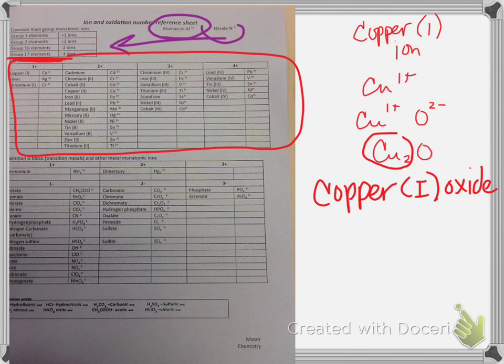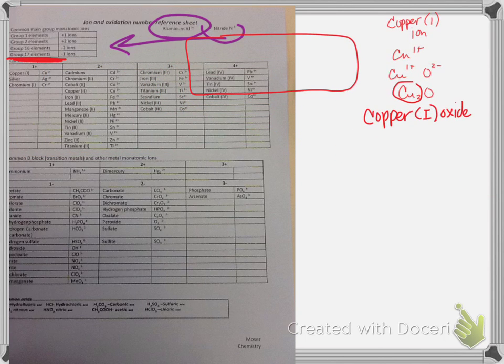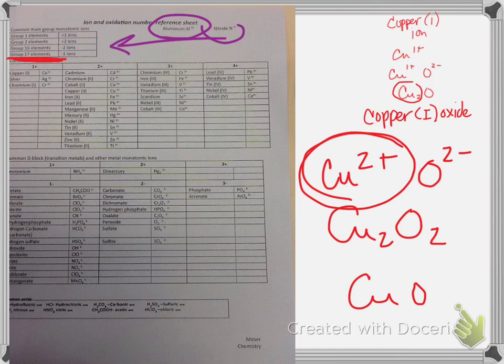So this is copper 1 oxide. Well, what if I had a compound made out of copper 2 ions, Cu2+, and oxygen, O2-. I get Cu2O2. What does it simplify to? CuO. What's this one called? This is copper 2 oxide, because it's named for the ion. Okay? That part's pretty easy.